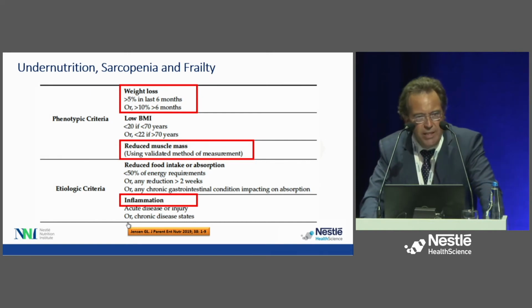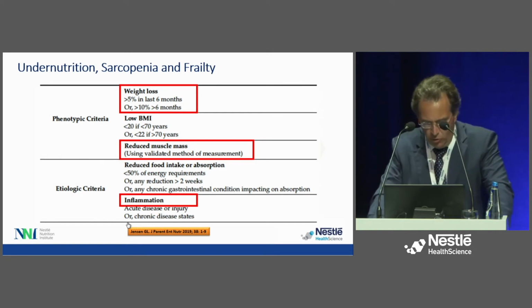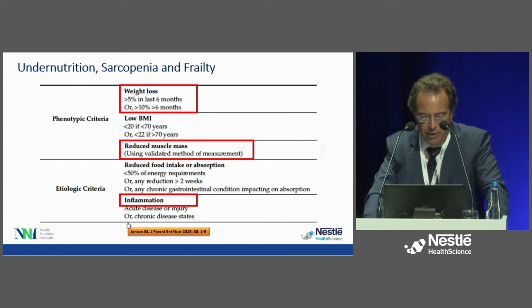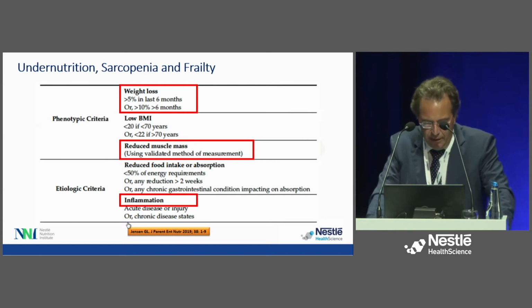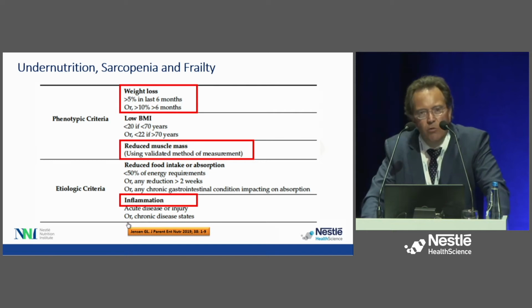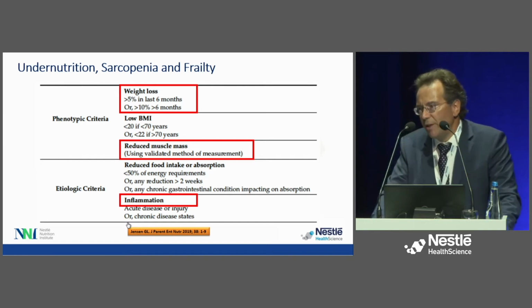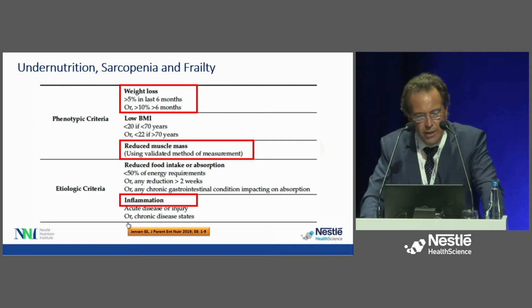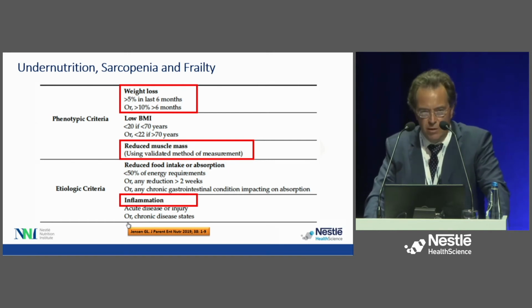In this slide, I represent the criteria you all know, I'm sure, that were published in the Journal of Parenteral and Enteral Nutrition in 2019 by Jensen, of undernutrition. It has 3 phenotypic criteria and 2 etiologic criteria. If you take a look more closely, the first phenotypic criteria, weight loss, is the same criteria as one of the 5 criteria that Linda Fried stated for frailty. So 1 criteria is shared by undernutrition and frailty.